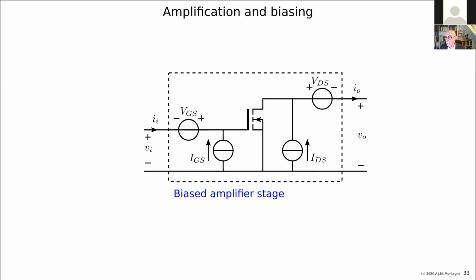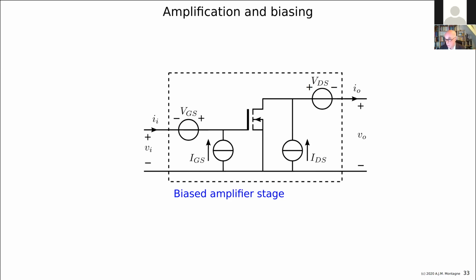So you could remove now the source and the load, and you have your biased amplifier stage. And if you remove it, nothing happens because there was no DC current flowing through the source and no DC current flowing through the load. So there was 0 voltage across both. So nothing happens. This transistor is still perfectly biased. Only it is very impractical.